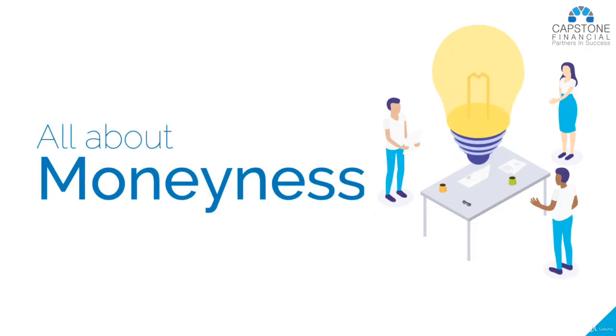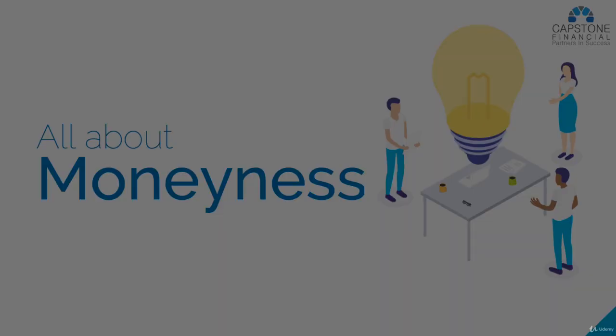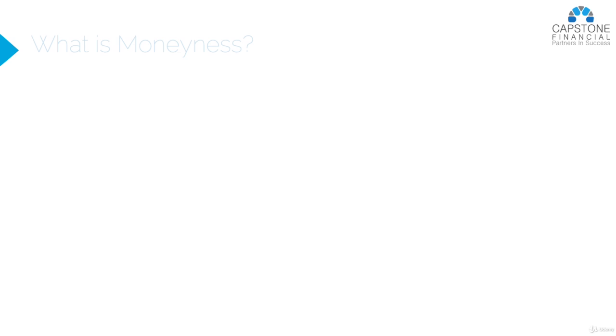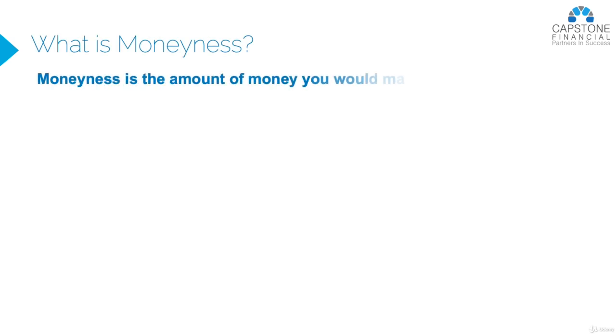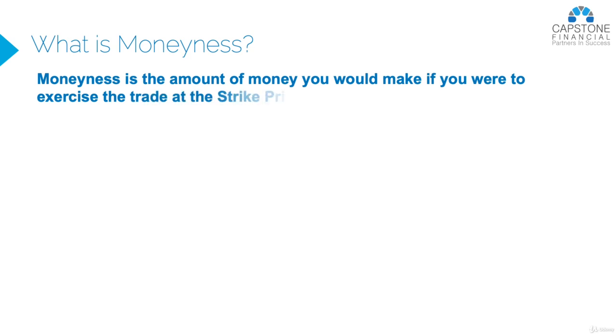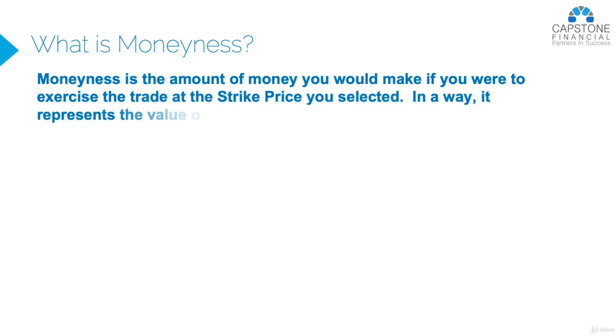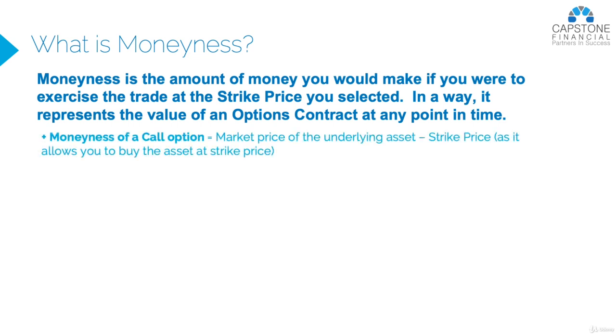As we move on, we are going to now discuss what moneyness is. So what is moneyness? Moneyness is the amount of money and the value of the option you purchased, whether that be a call option or a put option, if you were to close the trade, and in this instance, not sell it on the open market, but actually exercise the trade prior to expiration.